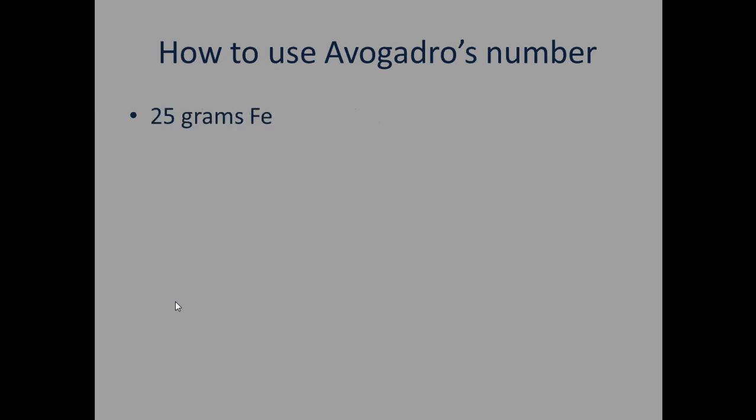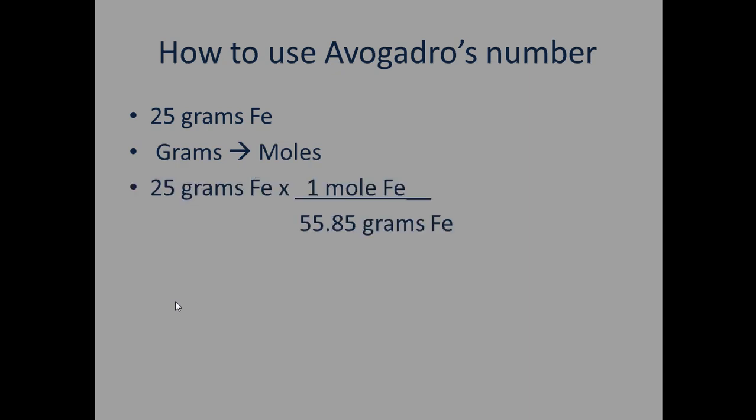So 25 grams of iron, we're going to go from grams to moles first. So 25 grams of iron times a conversion factor of 1 mole of iron divided by 55.85 grams of iron. So it's going to be 25 times 1 divided by 55.85. Notice grams will cancel out because grams are on bottom down here. Cancel, cancel, and whatever our result is, it'll be in moles.